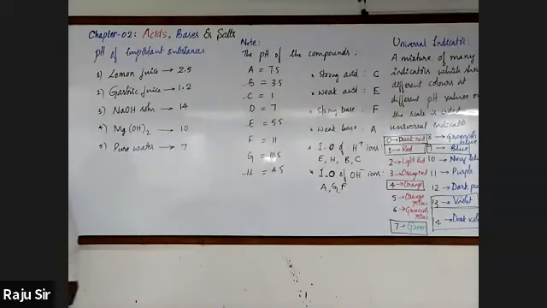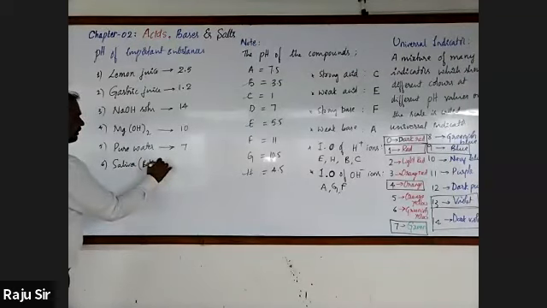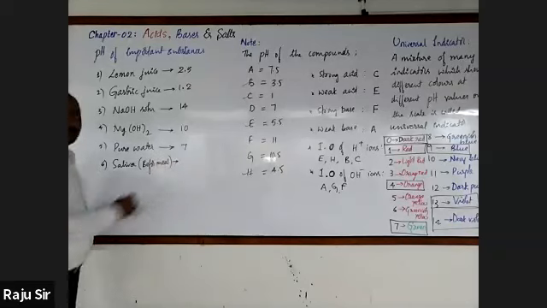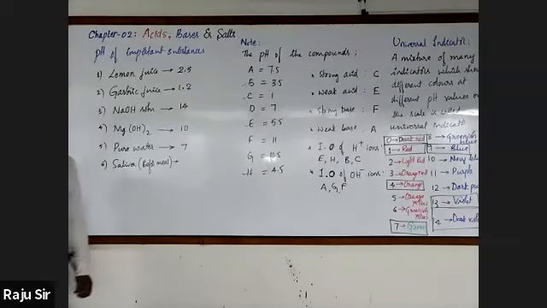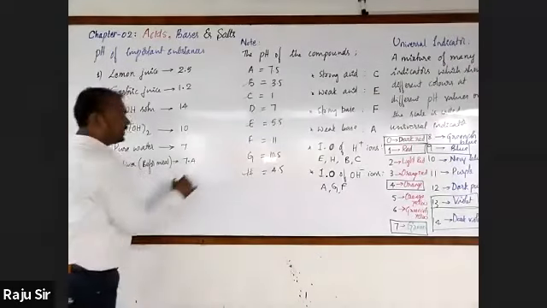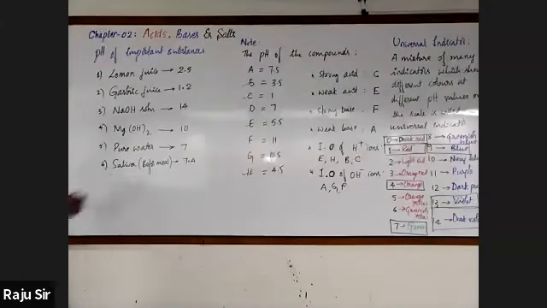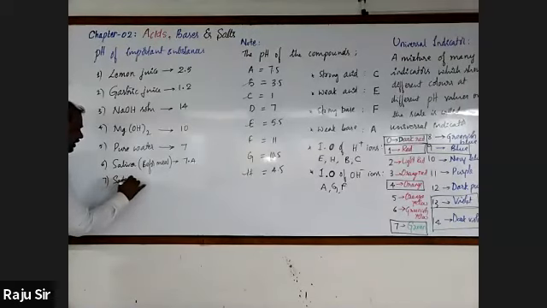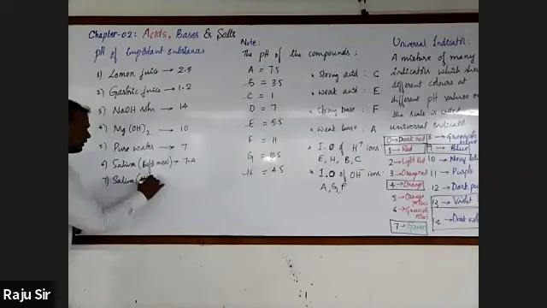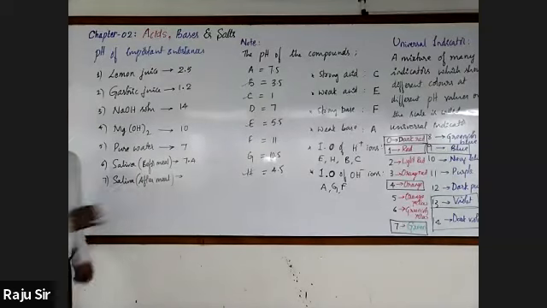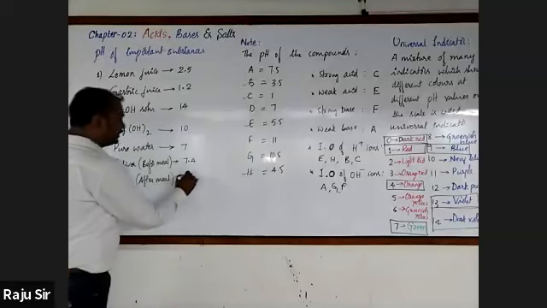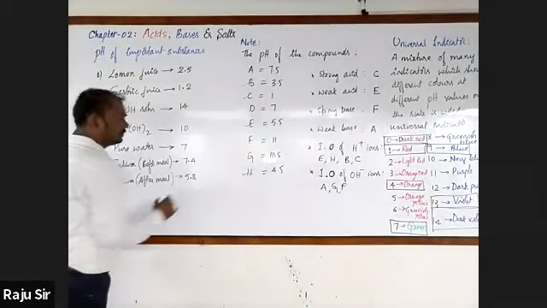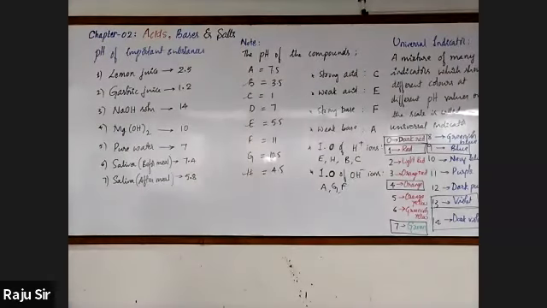And the sixth one, saliva before a meal. At that time, its pH will be 7.4. Is it acidic or basic in nature? It is basic in nature. And the last one, saliva after the meal. It is 5.8. Acidic in nature.